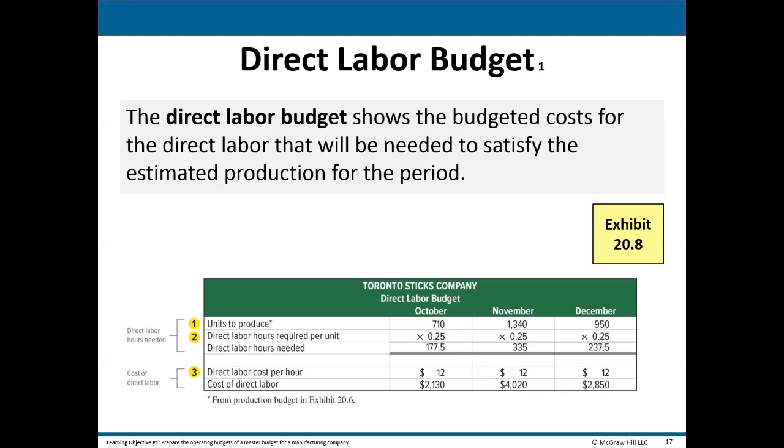Then finally, third, you enter the labor cost per hour. For TSC, the labor cost per hour is $12. So we then compute the cost of direct labor as $2,130, and that's the 177.5 hours times the $12 per hour.